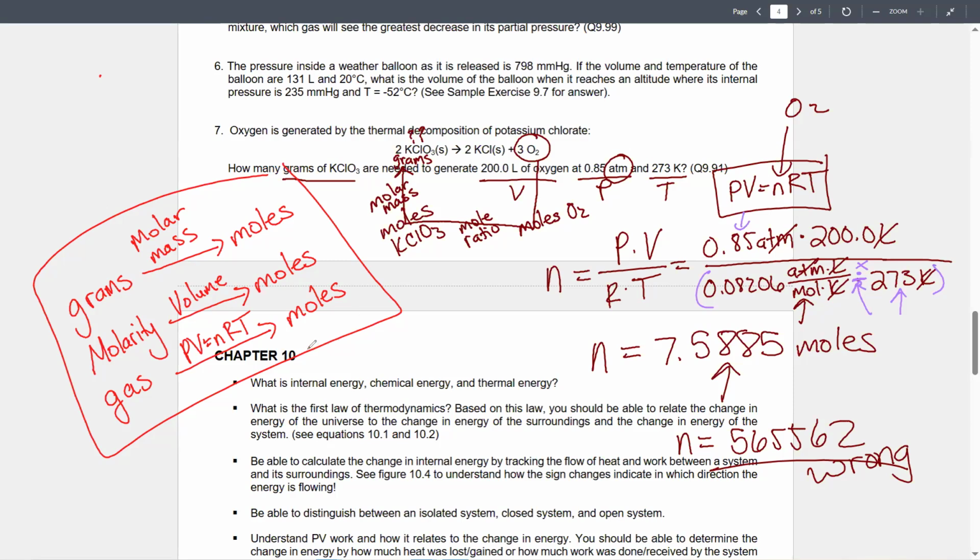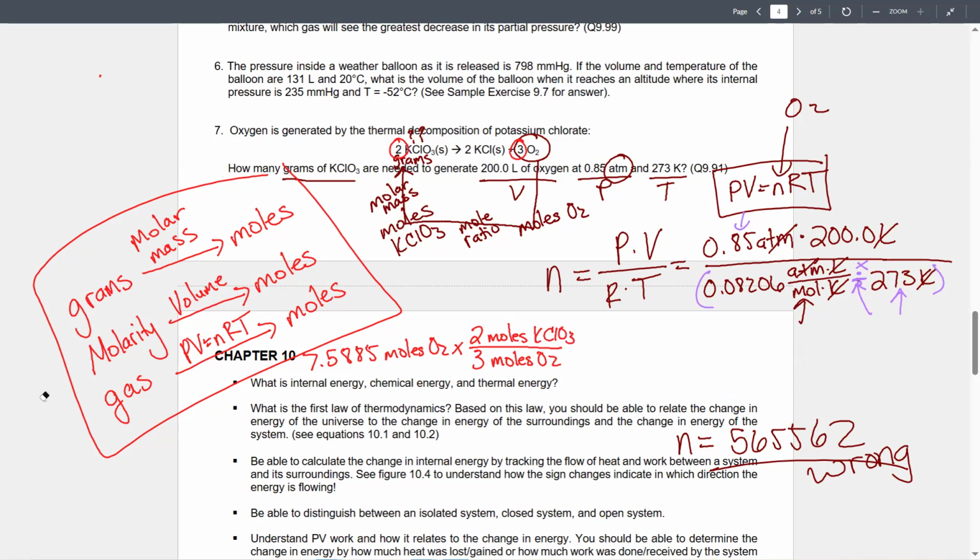All right, so our moles is 7.5885 moles of O2. We're going to turn it into moles of KClO3 with the mole ratio from the balanced chemical equation, 3 to 2. There's 3 moles of O2 for every 2 moles of KClO3. And now I need grams because the question wants grams. So I'm adding up my molar mass of KClO3. That's 1 potassium plus 1 chlorine plus 3 oxygens. So I've got 122.5492.